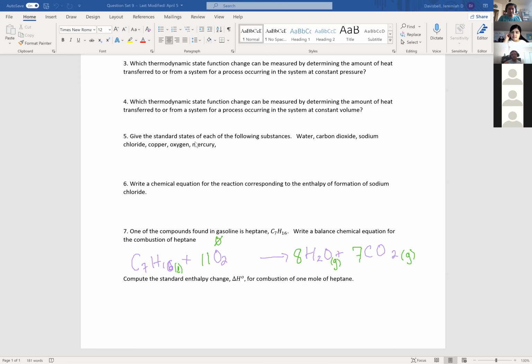I can give you the ones for water and carbon dioxide right now, actually, because I feel that'd be simpler. For water, it's negative 241.8.